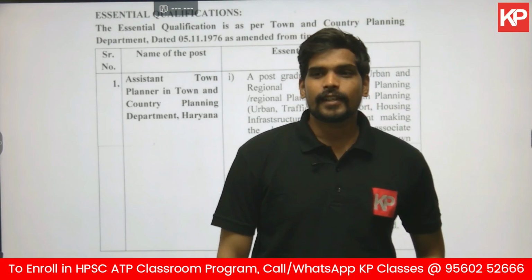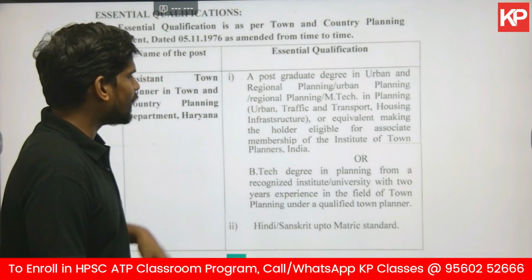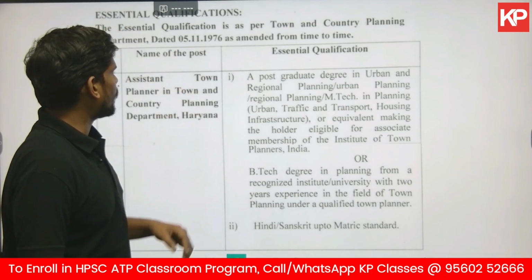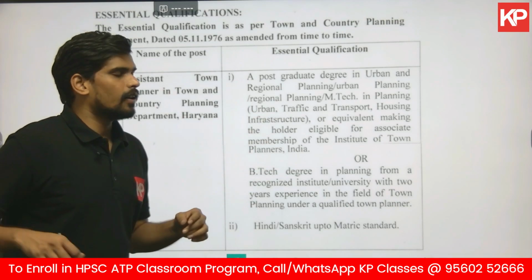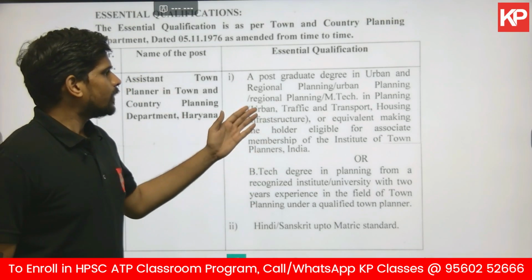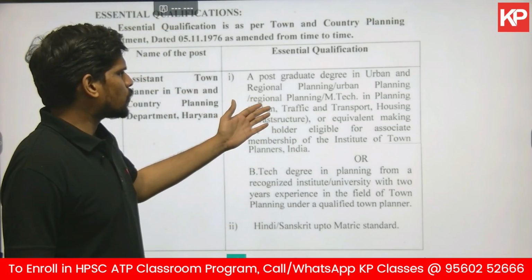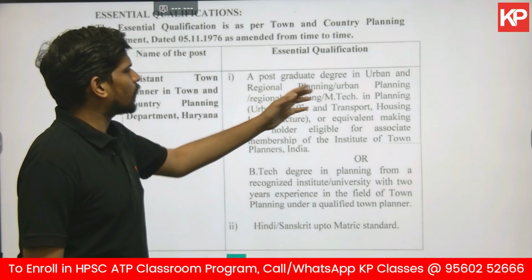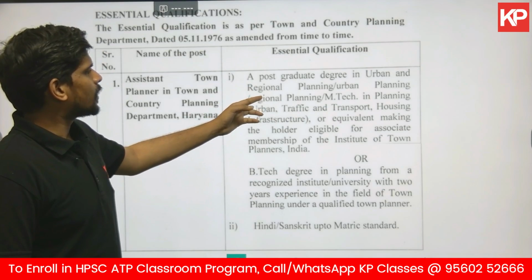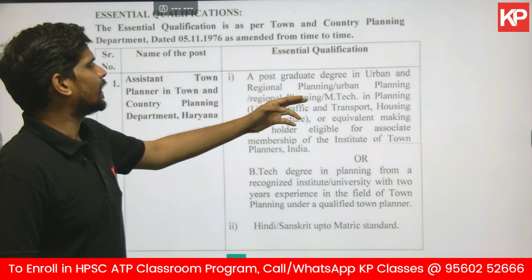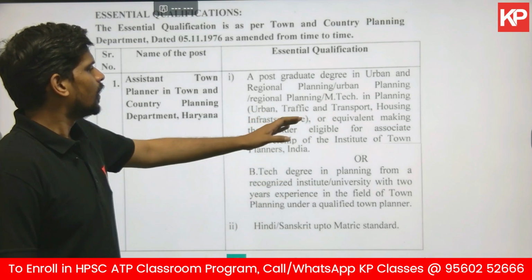As far as the essential educational qualifications, the minimum educational qualifications required as per the advertisement for this post of assistant town planner in town and country planning department of Haryana, there are 2 points. Point number 1, you need to have a postgraduate degree in urban and regional planning. You can go through the detailed list given over here: postgraduate degree in urban and regional planning, urban planning or regional planning, or MTech in planning, urban traffic and transportation, housing and infrastructure, or the equivalent.